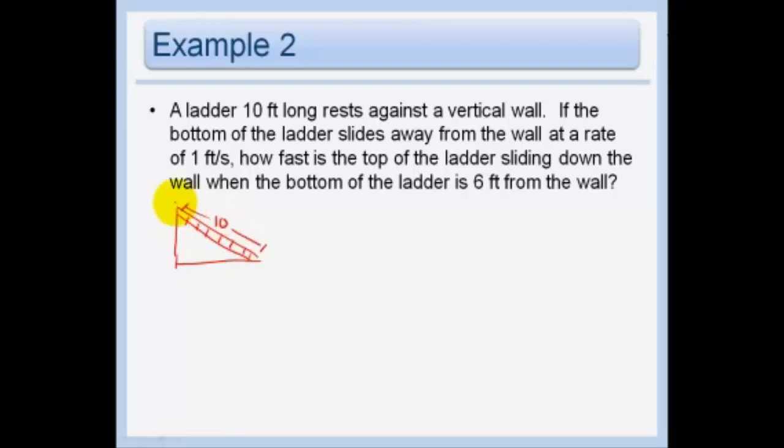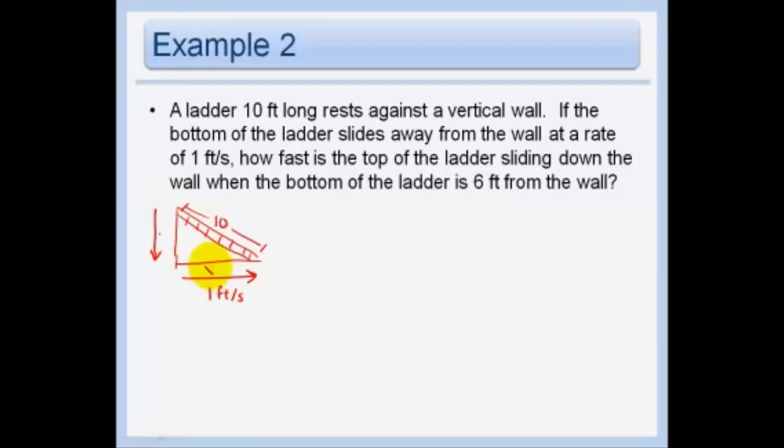If the bottom of the ladder slides away from the wall, so the ladder is sliding away from the wall like that, at a rate of 1 foot per second, so it's going that way at 1 foot per second, how fast is the top of the ladder sliding down the wall? So we want to know what this is. And the bottom of the ladder is 6 feet from the wall.